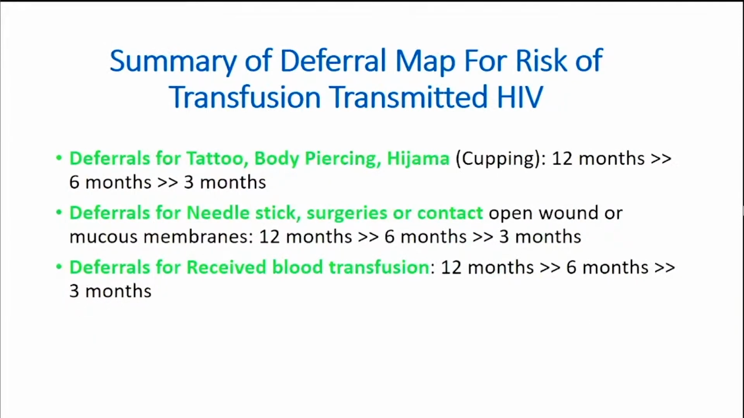Prospective donors who have a tattoo, body piercing, cupping or hijama were deferred for 12 months, and then 6 months, particularly in the COVID era, and in some countries this was reduced to 3 months. The same goes for any needle stick, surgeries or other contacts with blood. Potential donors who received a blood transfusion used to be deferred for 12 months, and it has been recommended in some other countries to reduce this to up to 3 months.